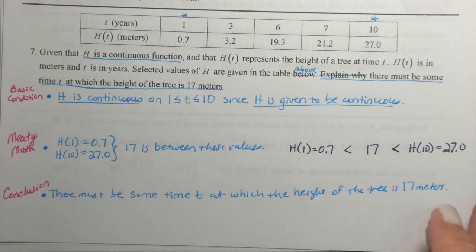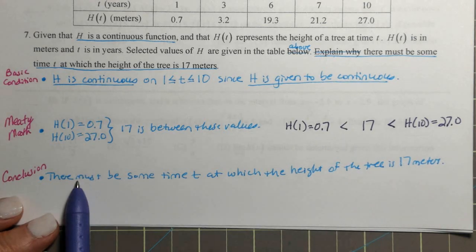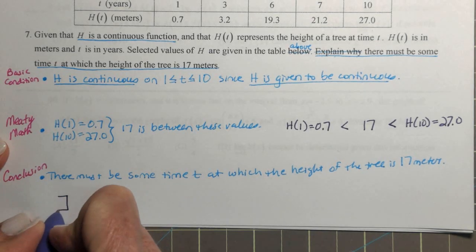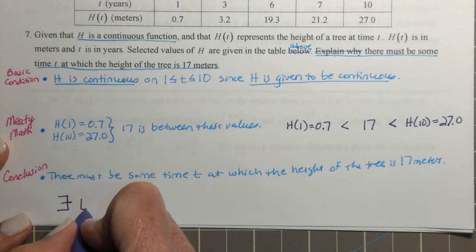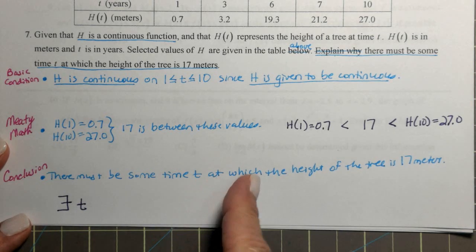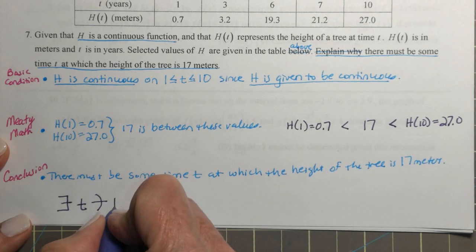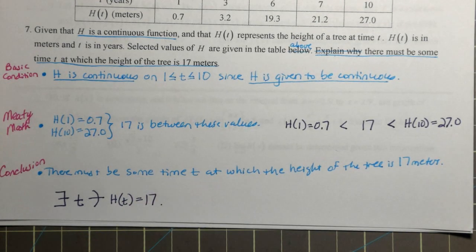However, since we're here and I'm giving you guys a couple of abbreviated ways to write things, okay? There is an abbreviated way that we could write this. And I'm going to write it for you. There must be, that's a symbol for there must be, there are, there is, sometime t, at which the height of the tree is 17 meters, h of t is 17. That is the abbreviated way to write what I wrote in blue right there.